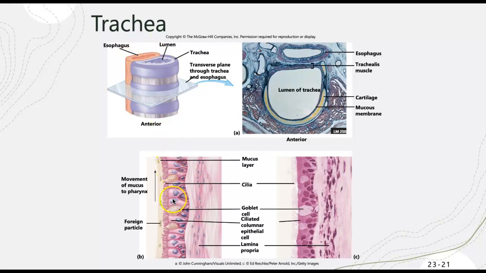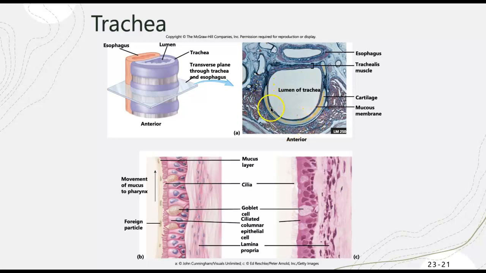Here's a view of what the epithelium looks like in the trachea. It's made up of our ciliated pseudostratified columnar epithelium, and this is an actual histology view where we see the cilia. And notice that sitting in between some of these cells, we've got these goblet cells, which are going to help to produce mucus. And that mucus helps move debris over toward the pharynx so that we can either swallow it or cough or sneeze it out.